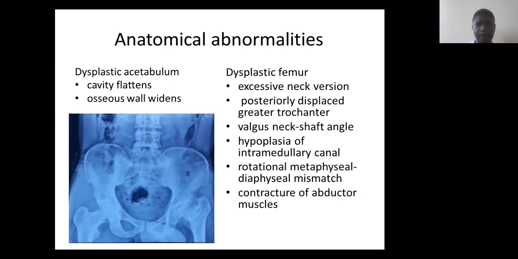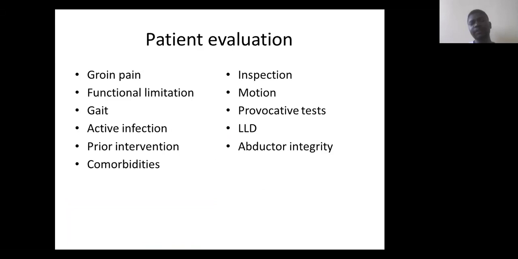So how do we evaluate this patient? They usually present with a growing pain. What we should understand about this patient is we're going to get patients with DDH who have been managed before, then patients with DDH which have been neglected. So what brings them to the hospital now is now growing pain, and for most of them, it would be due to secondary osteoarthritis, as I've alluded before.